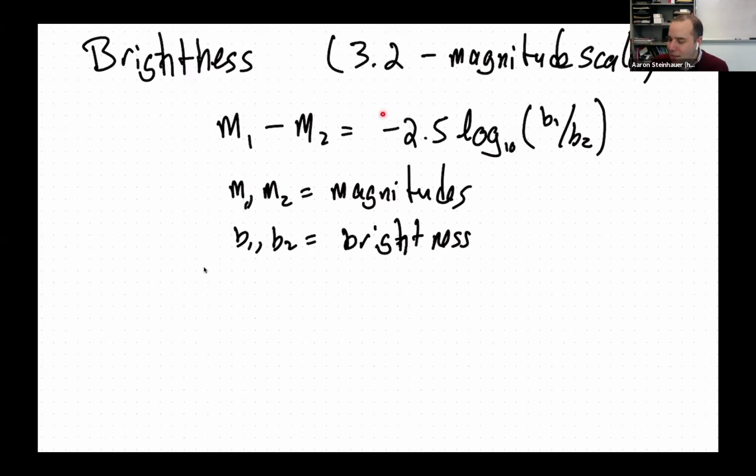The negative sign though is the kicker, right? This scale is backwards, right? The brighter the star, the smaller the magnitude. And if you're not used to that already, it takes some time to get used to. This is a backward scale. The smaller the number, the brighter the star.